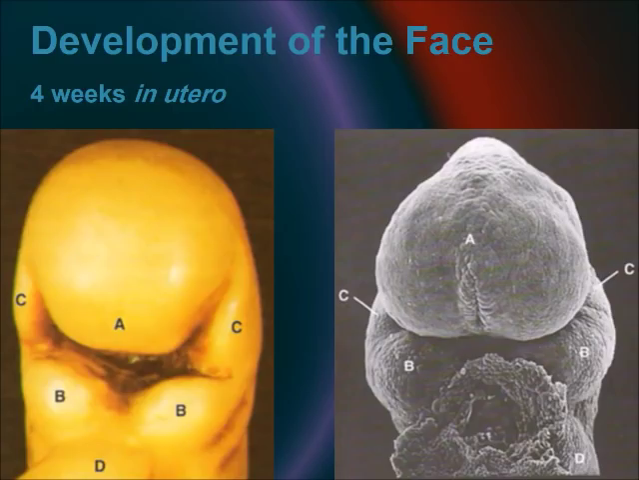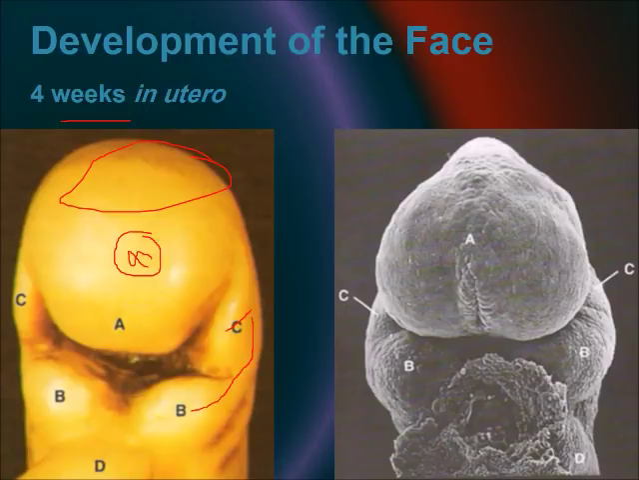Here, what you can see in this image on the left side is a plastic model of an embryo at age 4 weeks of intrauterine life. You can identify the frontonasal process. At the 4th week, the first arch, the mandibular arch, will give us two processes: one we call the maxillary process, and one we call the mandibular process. These processes are coming from the first arch.